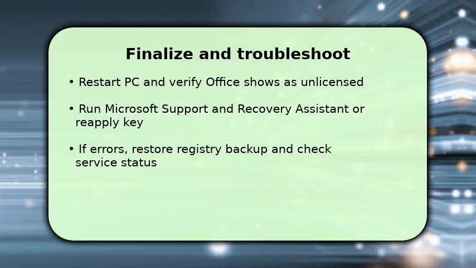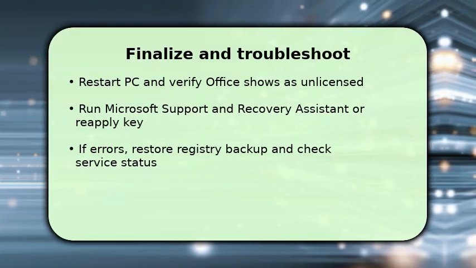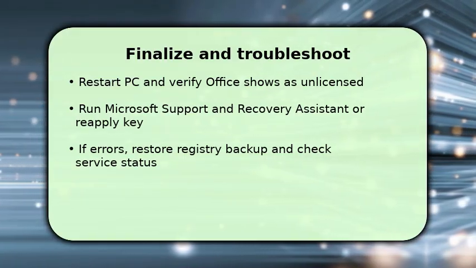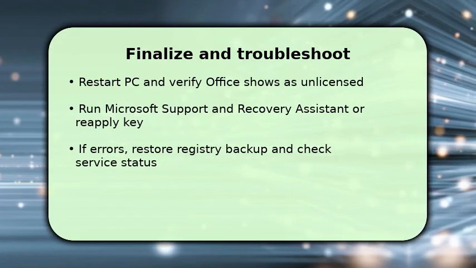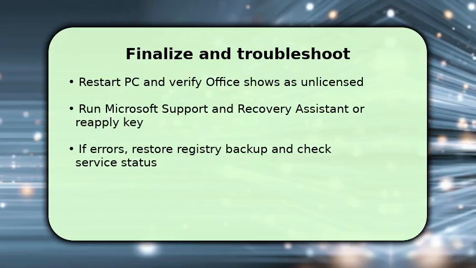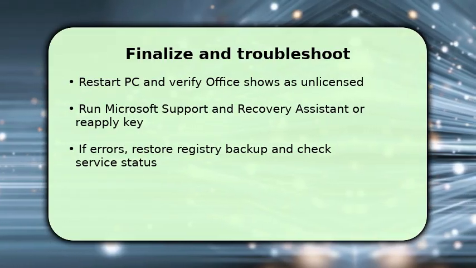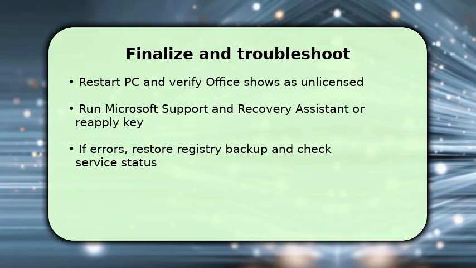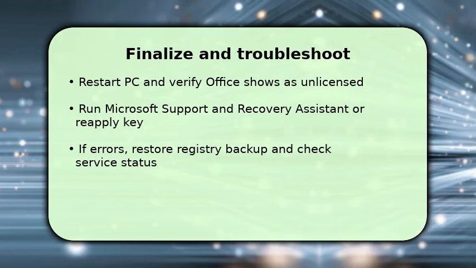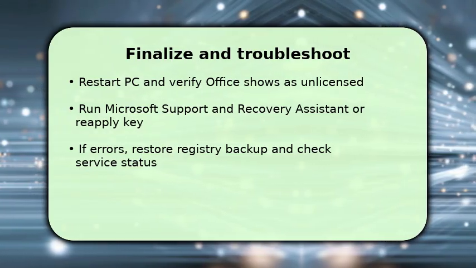If you plan to change keys, use OSP.VBS /inpkey:newkey then /act to activate. If anything goes wrong, error codes, missing files, or activation stuck, restore the registry backup you exported and verify Office licensing service and related services are running, then retry the uninstall sequence.